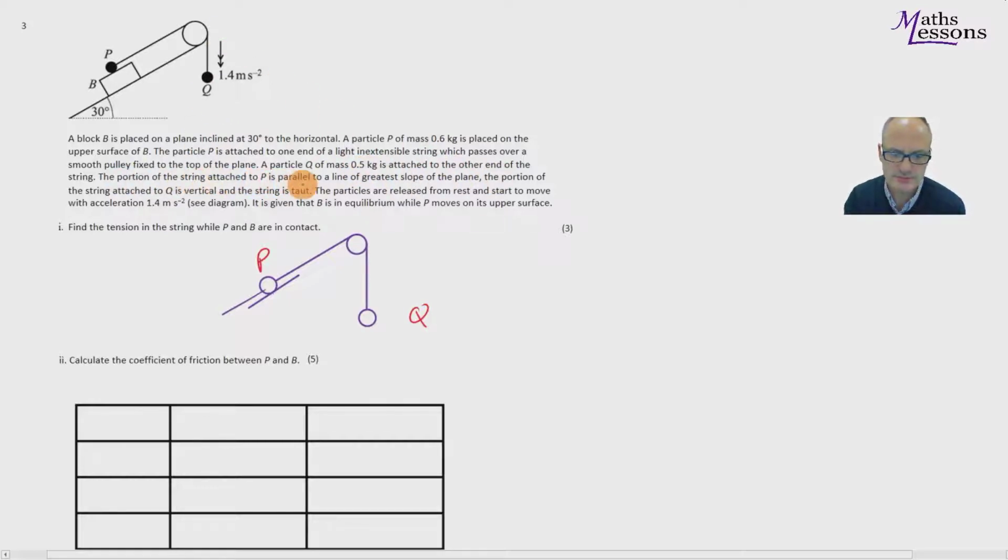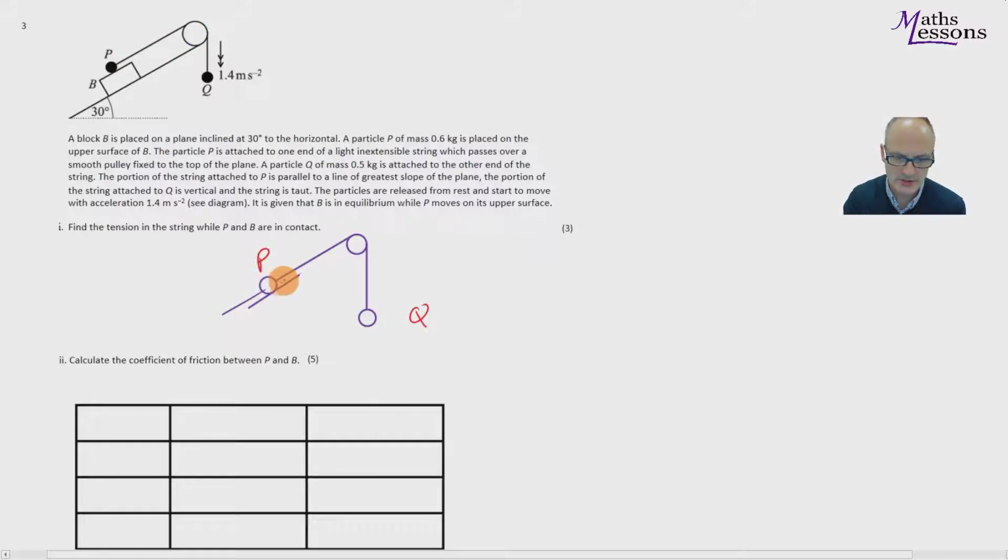The portion of the string attached to P is parallel to the line of greatest slope. So this means that this is moving parallel to here, so the force will be parallel to the plane, any force in the string. The string is taut and Q is vertical here. The particles are released from rest and start to move with acceleration 1.4 meters per second squared. It is given that B is in equilibrium while P moves on its upper surface. So B is in equilibrium, so it doesn't move, and P moves along it.